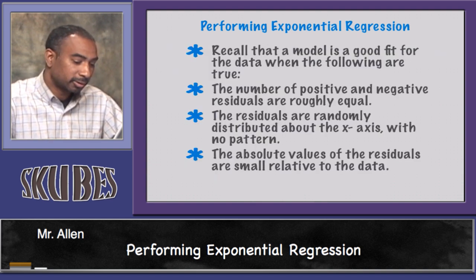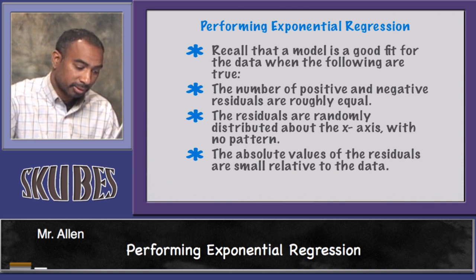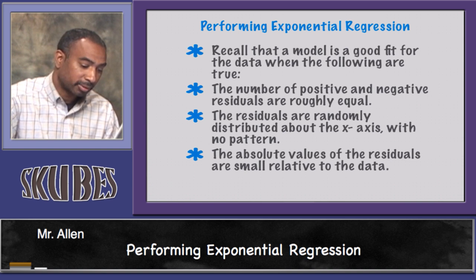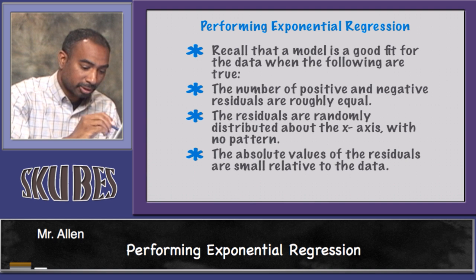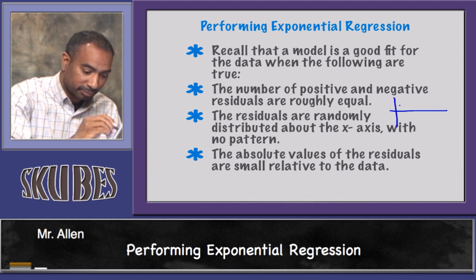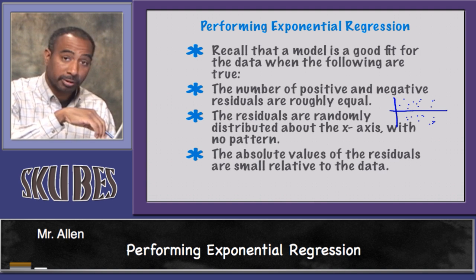All right, recall that a model is a good fit for the data when the following are true. The number of positive and negative residuals are randomly distributed around the x-axis with no pattern. And the absolute value of the residuals are small relative to the data. So recall that you're going to have a graph with a lot of points. You want an even amount of points on both sides of the x-axis for it to be a good fit.